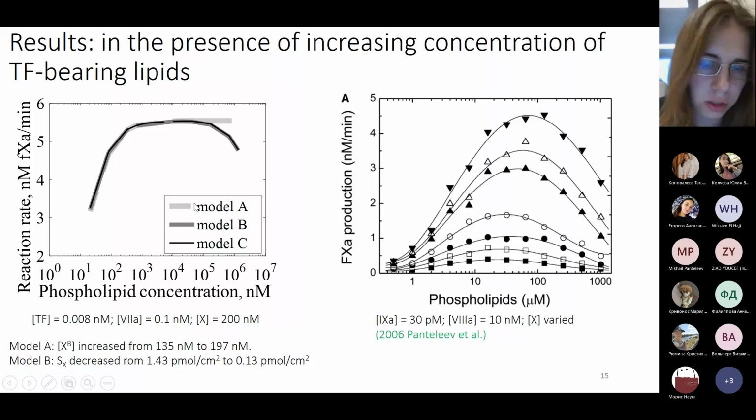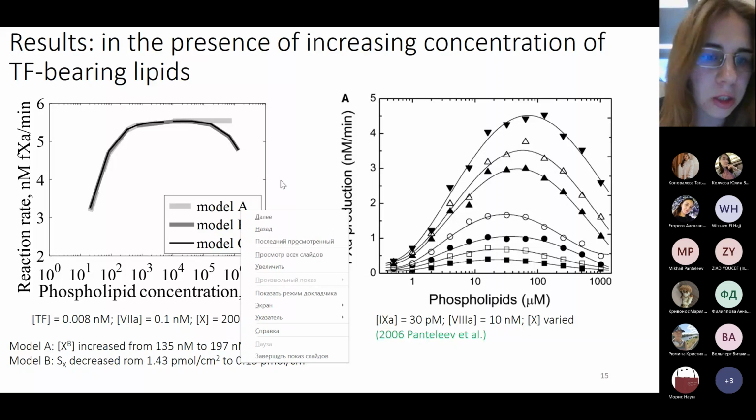Here we have qualitatively different results for model A and models B and C. The difference between the models is that model A does not include the factor segregation between solution and membrane, because model A did not include two compartments, but models B and C did.